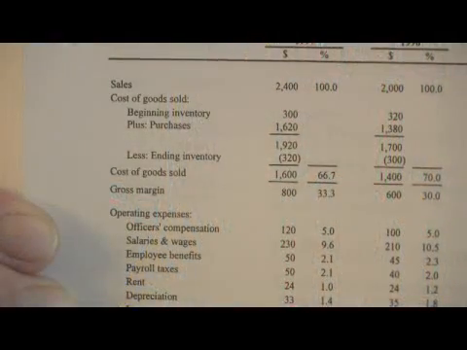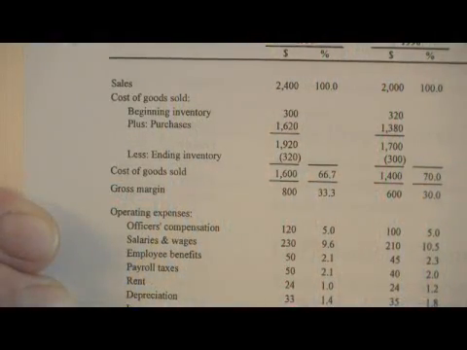Sometimes it's broken down more than that. Sometimes it's just total sales. The next section is cost of goods sold, and that's basically all of the costs that go into making the item to sell. For instance, you'll have raw material, inventory that you purchase, freight in, anything that has to do with the actual product that's being sold would be cost of goods sold.